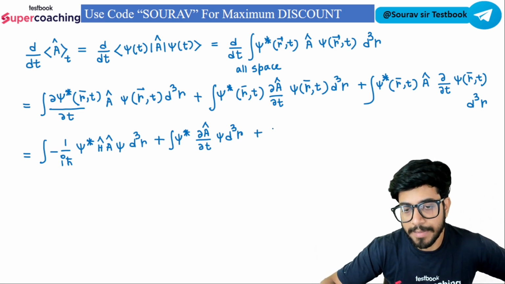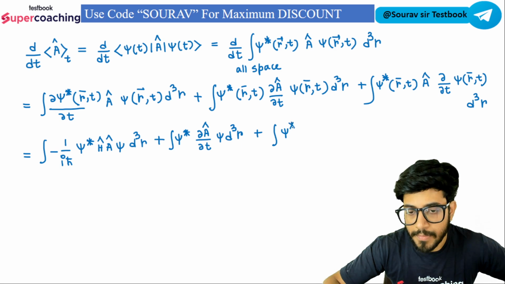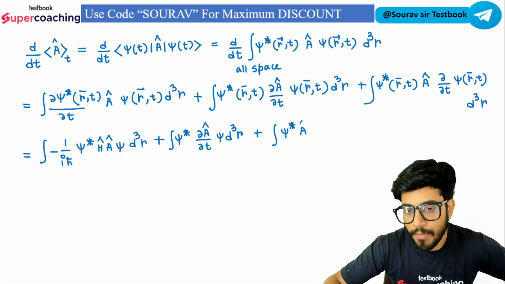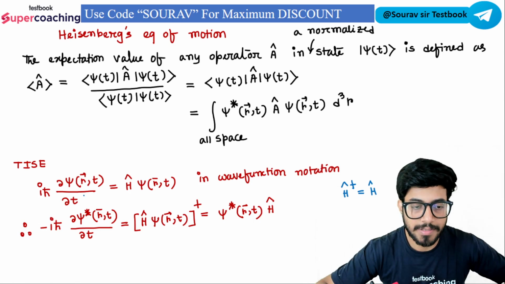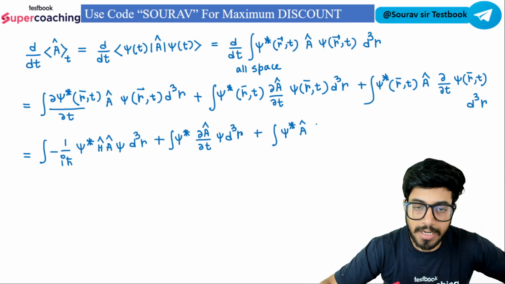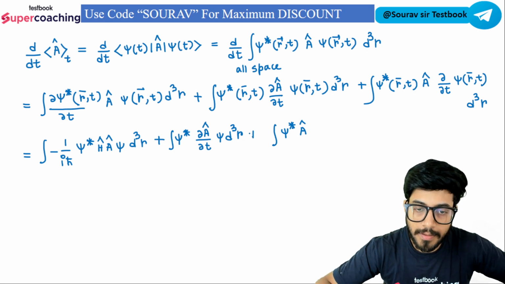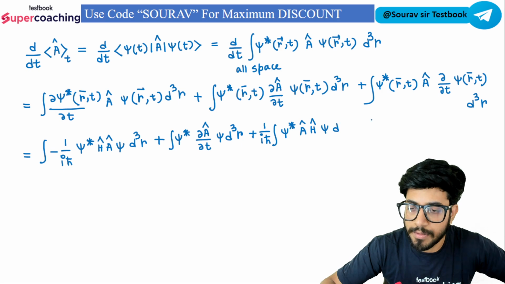plus this one will become integration psi star A cap. What can you write in place of partial differentiation of psi with respect to t? Partial differentiation of psi with respect to t can be written as 1 by i h cut H cap psi, into d cube r.